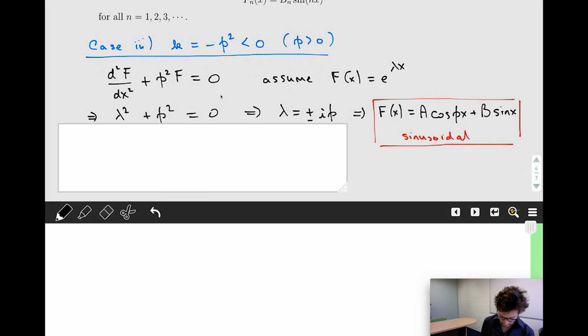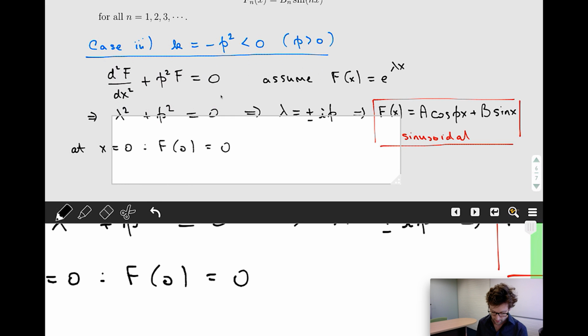So we have f at x is equal to 0. I've got f at 0 is equal to 0. So that's going to give me a times cosine of 0, which is 1, plus b times 0.